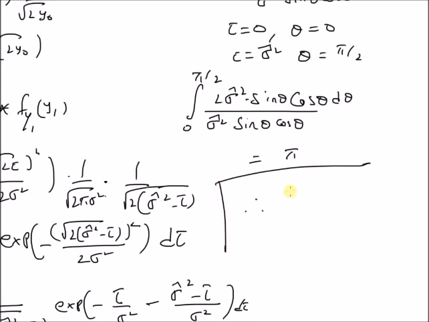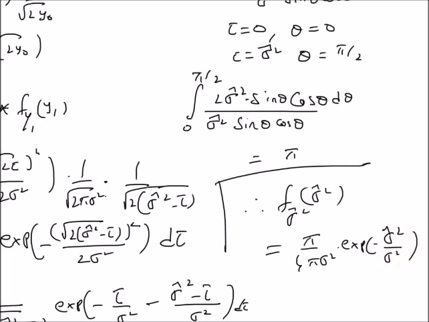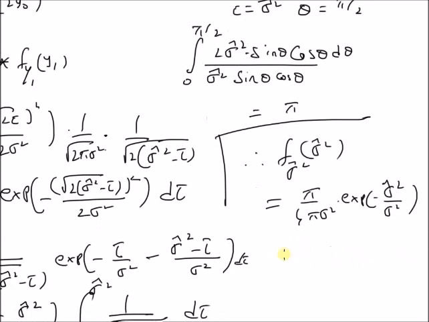Therefore, the PDF of sigma square hat is equal to pi by 4 pi sigma square into exponential of minus sigma square hat divided by sigma square, which is basically a gamma PDF. That is 1 by 4 sigma square into e power minus sigma square hat divided by sigma square, which is a gamma PDF.